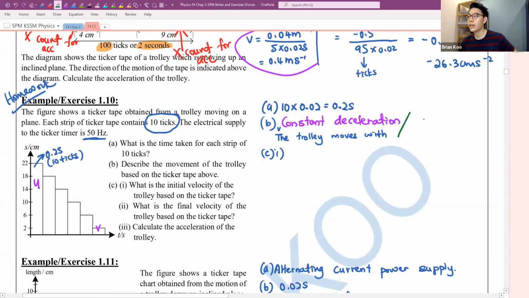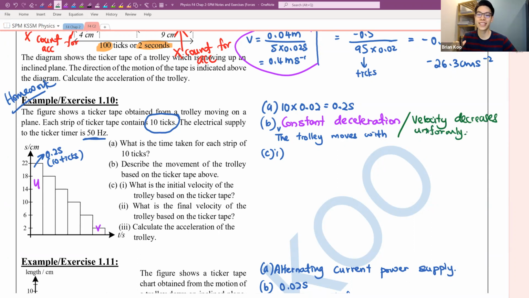But if you want to say velocity decreases uniformly, also can. But if you ask me, I prefer constant deceleration. Sounds more pro. That means you really analyze and you know what is going on. Decelerate, always remember, means slow down. Accelerate means speed up.